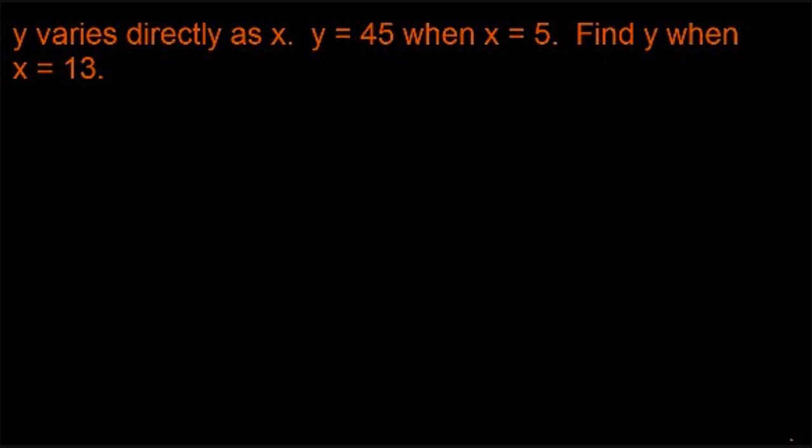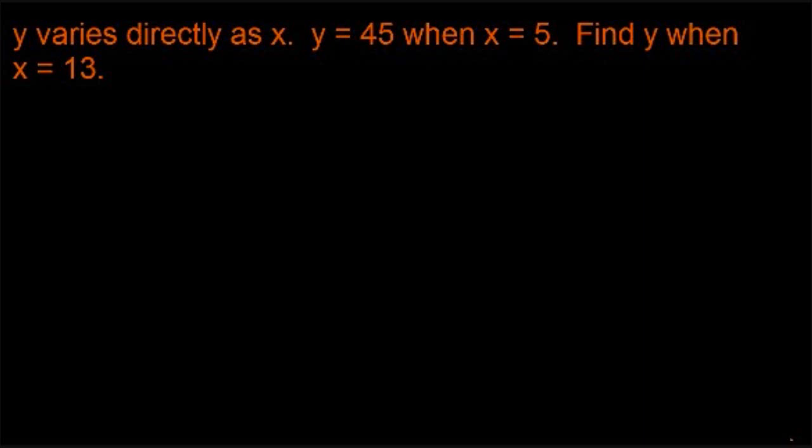Well, what should we do first? Let's read the problem. Y varies directly. Varies directly, that's kind of a new term. As x. Y equals 45 when x equals 5. Find y when x equals 13.